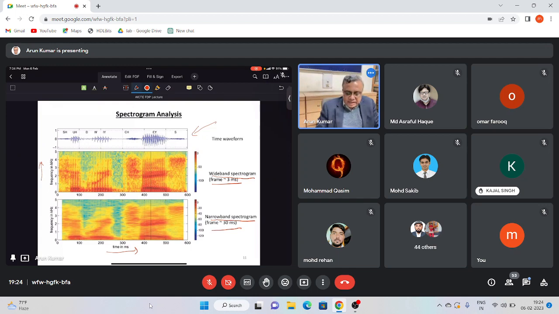We can see that the wideband spectrogram has vertical lines, which correspond to the narrow time resolution, whereas the narrowband spectrogram has horizontal lines, as you can see if you look at it carefully, and that corresponds to the fine resolution in the frequency domain. Both of these together are used to get an understanding of the speech signal.